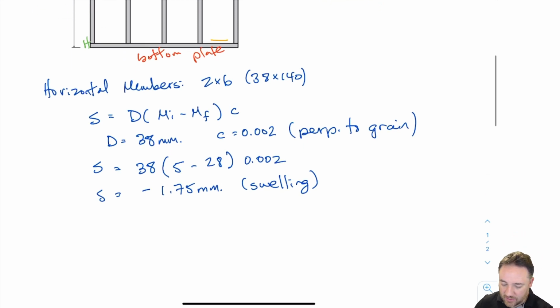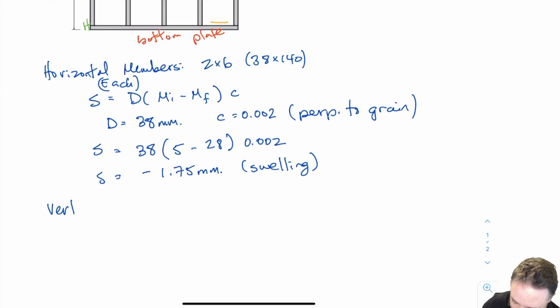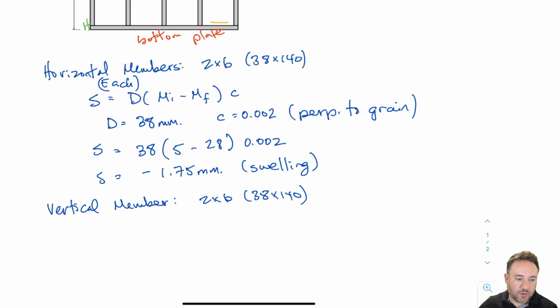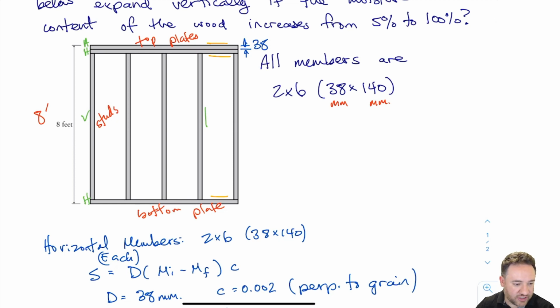Okay, so that's how much each horizontal member is going to swell by: 1.75 millimeters. Now, what about the vertical member? The vertical member, which is also a 2 by 6, right? 38 by 140. But in this case, we need to know the height of the member because we're looking to calculate the elongation in the vertical direction. So we need to know this.